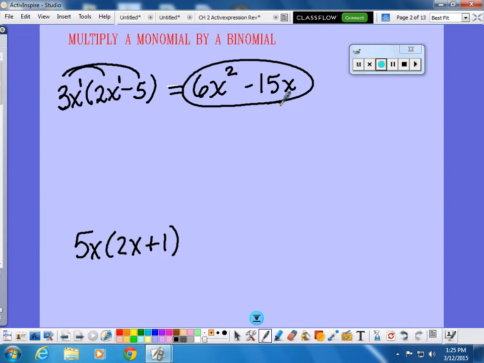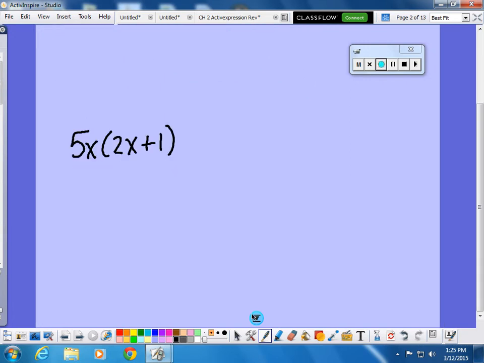Now what order is that in? Is it going up or going down? It's descending, and we call descending order standard form. So our answer here is like we want it. It's in standard form, descending order. All right, let's look at this one.